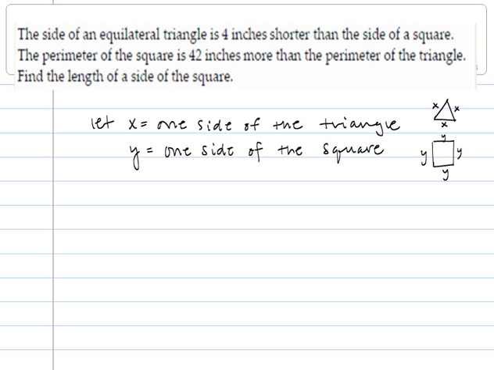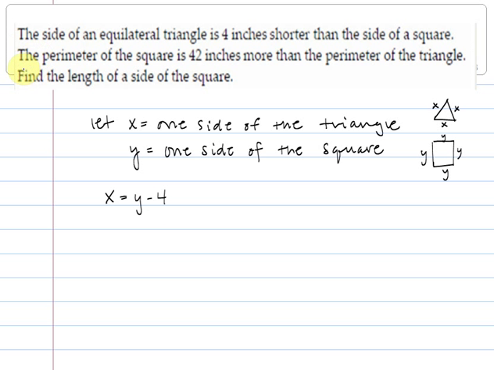So let's go ahead and compose our two equations. We're being told first that the side of an equilateral triangle is 4 inches shorter than the side of a square. And so we can represent that statement with the equation x equals y minus 4. And that's your first equation, just that simple. So let's talk about our second equation. It's a little bit more involved.